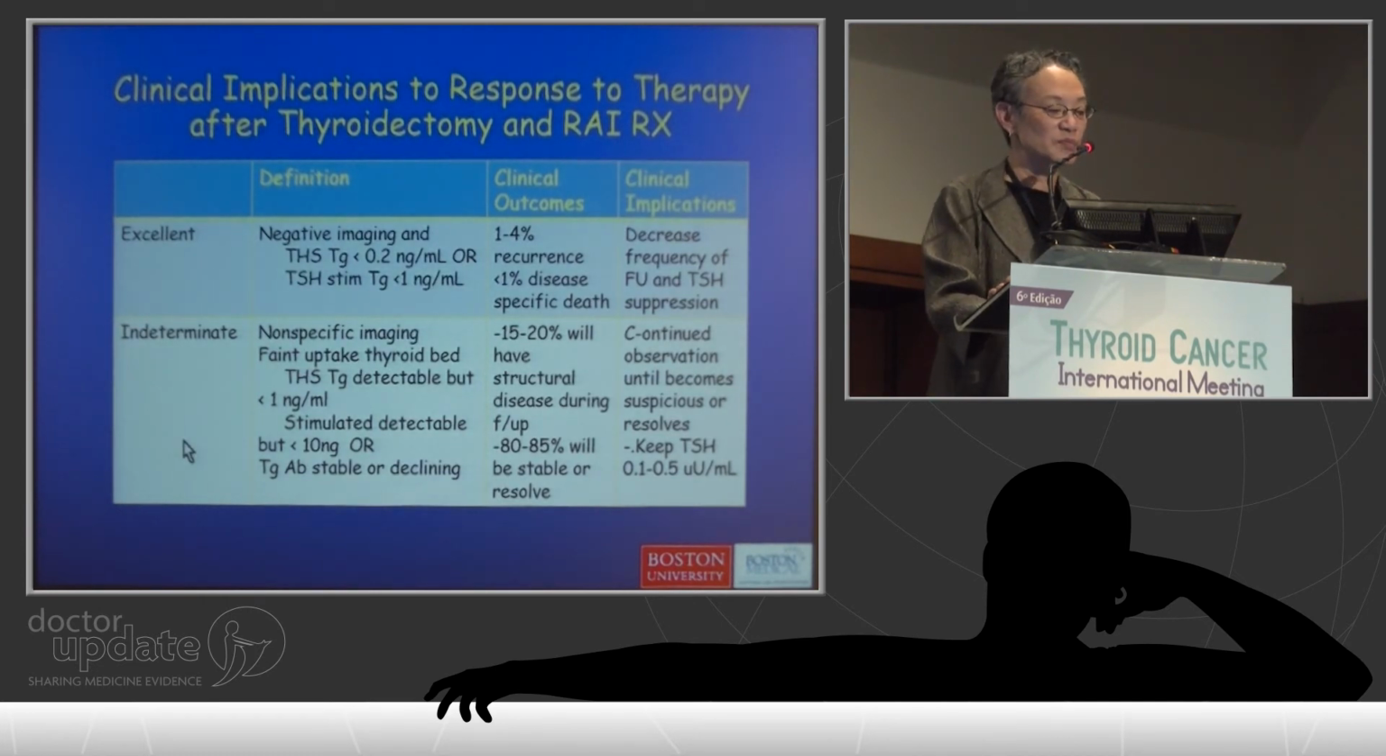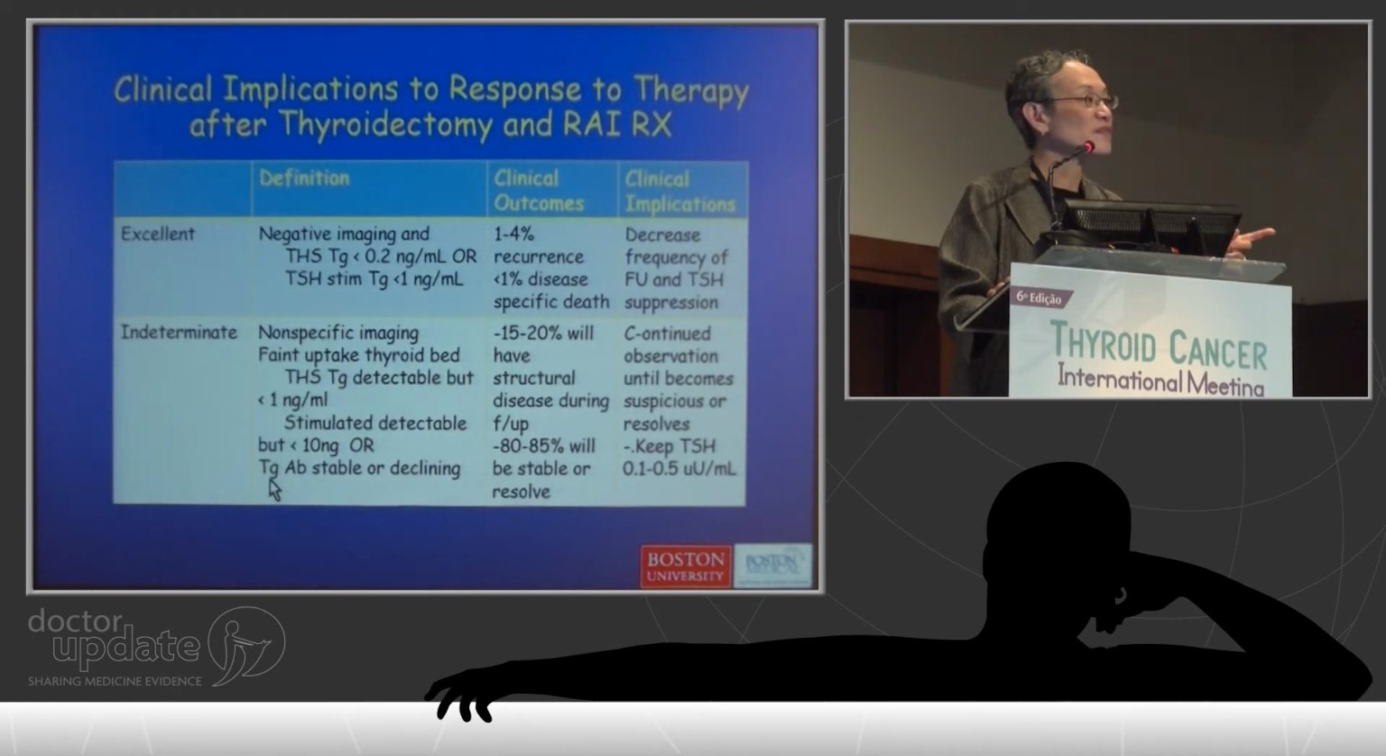Now, on the other hand, intermediate is a non-specific imaging. If you do a whole body scan, it's just sort of faint uptake in the thyroid bed. Your thyroid hormone suppressed TG is detectable but less than 1, and the stimulated, if you do it, is less than 10. Or if you have a thyroglobulin antibody, it's stable or declining. That's sort of an indeterminate response.